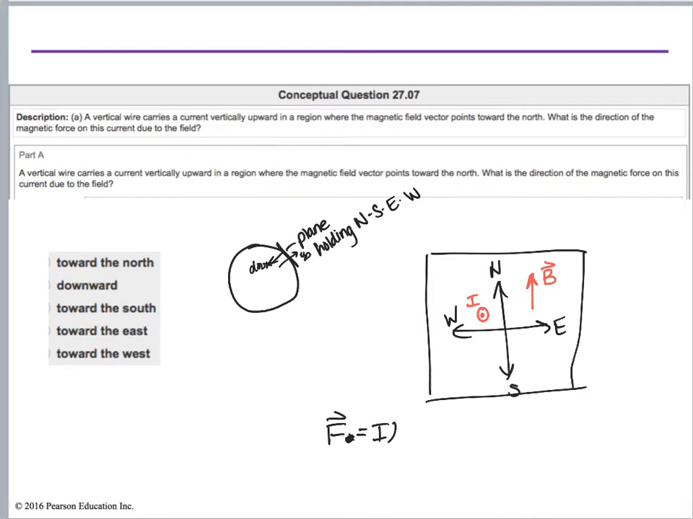So when I'm doing the force IL cross B, I'm going to start with my fingers pointing out at me in the direction of the current. I'm going to curl my fingers upward in the direction of the magnetic field, and the direction of the force that I'll get is going to be to the left or in the westward direction. And that's how we would do that. So that was just a little review to see if we understand that.